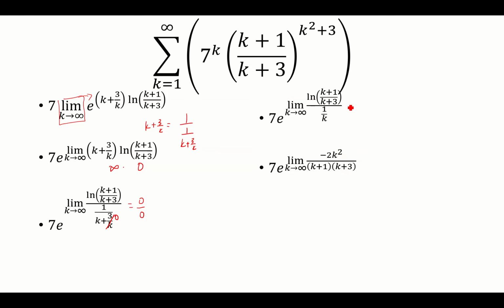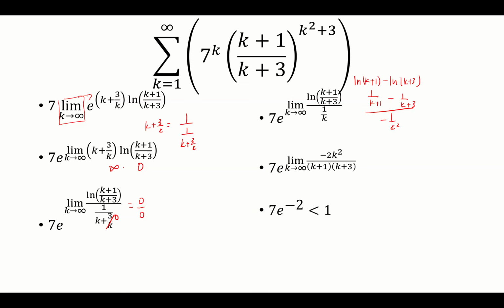As a quick way to do this, if you want to take the derivative of ln of k plus 1 over k plus 3, first rewrite it as ln of k plus 1 minus ln of k plus 3. And then you take the derivative as 1 over k plus 1 minus 1 over k plus 3. And then you'll divide that by negative 1 over k squared. So that's from the bottom here. Get a common denominator and multiply it by negative k squared. Okay, so that's what you get.